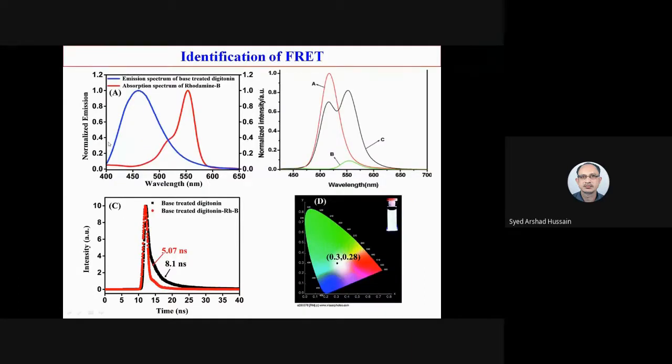How do you identify that energy transfer occurs? You see this just by measuring fluorescence spectra. This red is the fluorescence of your donor. This B is the fluorescence of your acceptor. Why is this less?